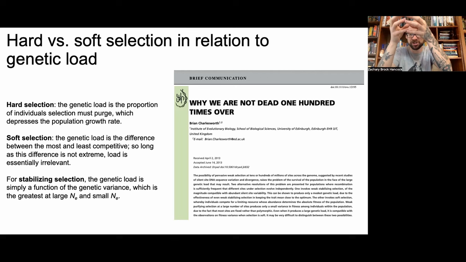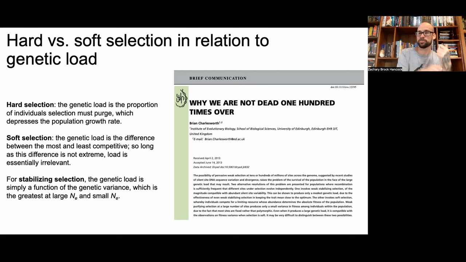So however large the genetic variance in any population is going to determine how much genetic load it has under a stabilizing selection form of measuring the load, right? So since the genetic variance in any population tends to be very, very small relative to the total number of fixed sites in the population, then the genetic load in stabilizing selection regimes is always very small. The only exceptions are when population size is extremely large. That is because the genetic variance gets large, right?